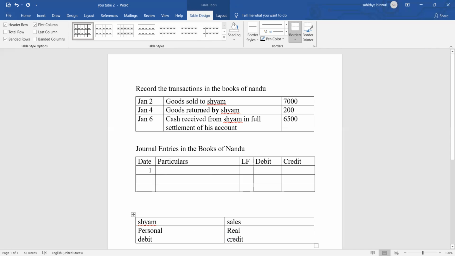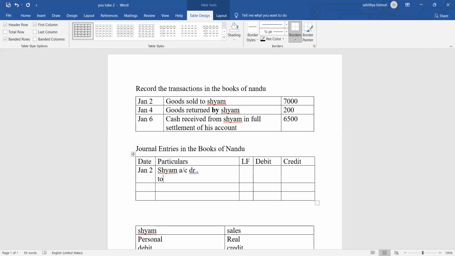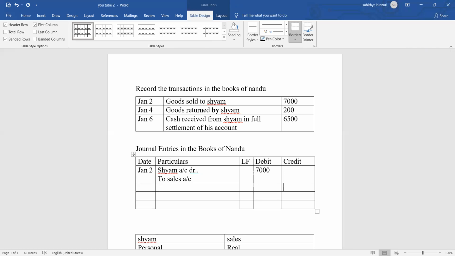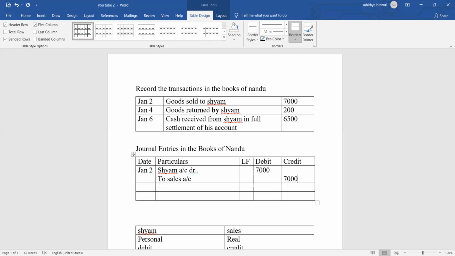Now I'm going to record this transaction in the form of the journal entry. January 2nd, Sham is debited. Always the first line refers to the debit. So Sham account debtor to sales account. Sales also is credited, and the amount is 7,000 rupees. And remember, in this transaction, we still did not receive the cash because it is a credit sale. So the journal entry is Sham account debit to sales account whenever you are selling the goods to Sham on credit sale.